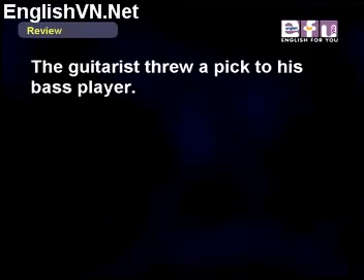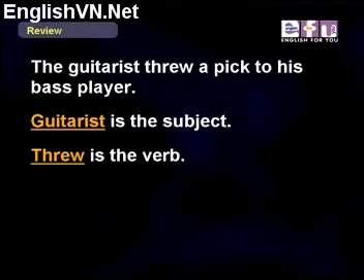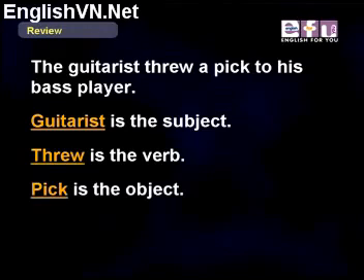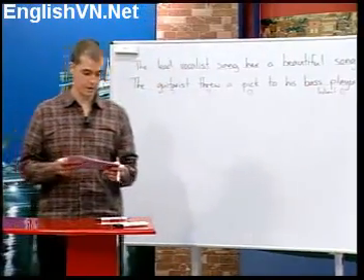Here's a sentence for you, Lewis. The guitarist threw a pick to his bass player. Guitarist is the subject. Okay, this time we'll do it a different way. S for subject. Threw is the verb. Okay, good. Verb. Pick is the object. Okay, which object? It's only one. We'll call that one object. Bass player is the indirect object. Okay, good. Great.